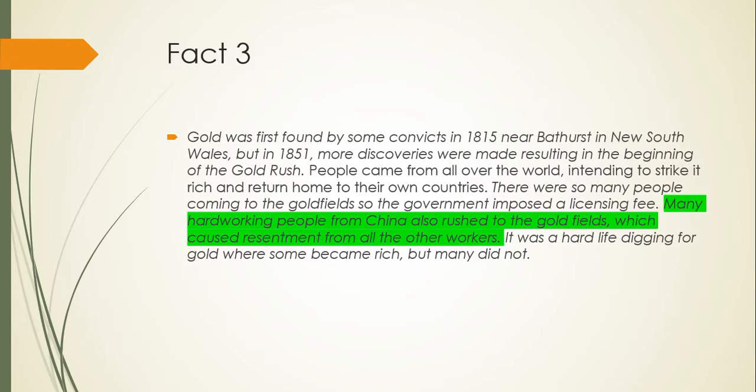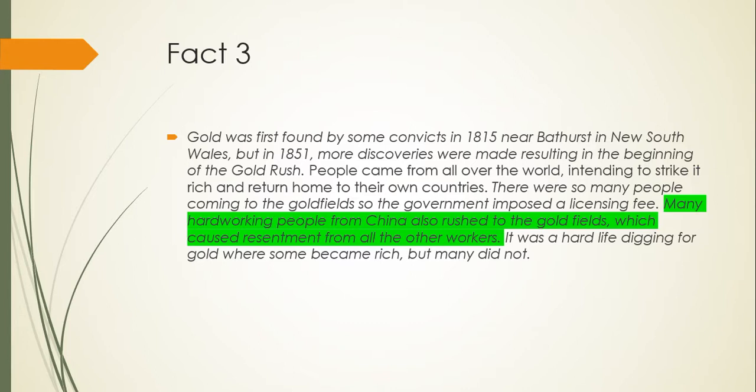And our third fact is: many hard-working people from China also rushed to the goldfields, which caused resentment from all the other workers. So this is giving a little bit more specific detail. In the previous sentence, it's saying people coming from the world. Well, actually, sorry, it was the two sentences prior. But this one's saying specifically from China. And it's talking about hard-working people from China. And it's also talking about the resentment that the other workers, so people from other countries, felt towards the Chinese people.